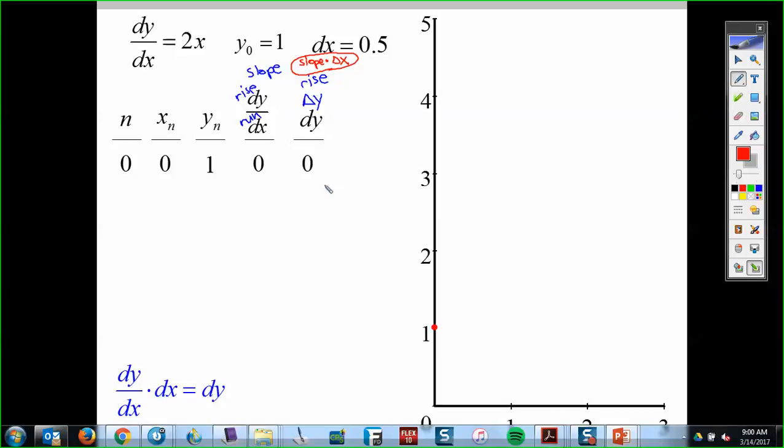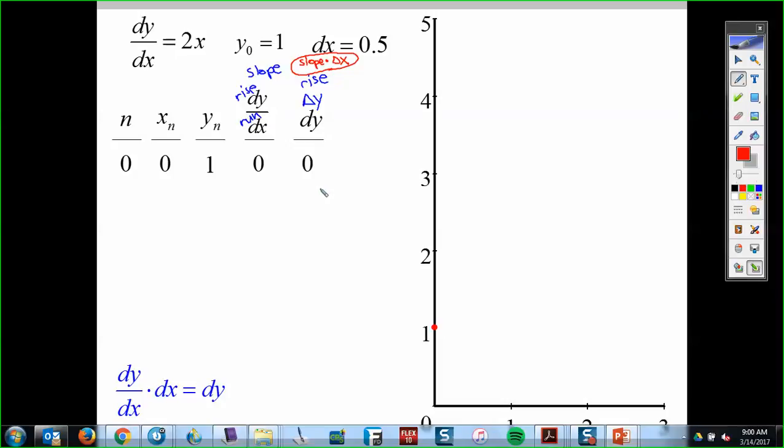So you're going to get your slope from your differential equation. You're going to have your step size, which is how far over you're going. You multiply those two together, you're going to get your rise. Well, in this case, we're going to take 0 times 0.5. It's still going to be 0. So what's really going on?